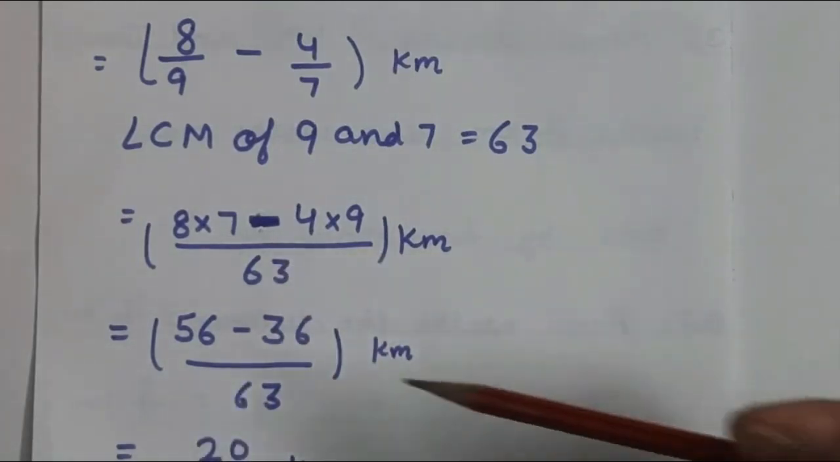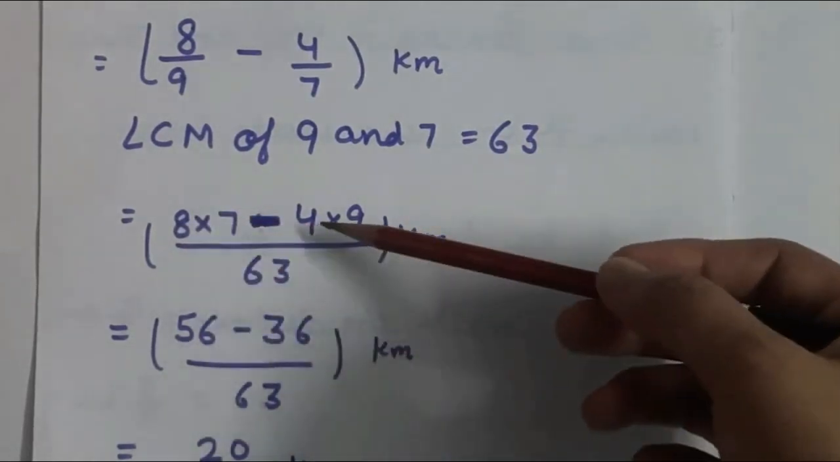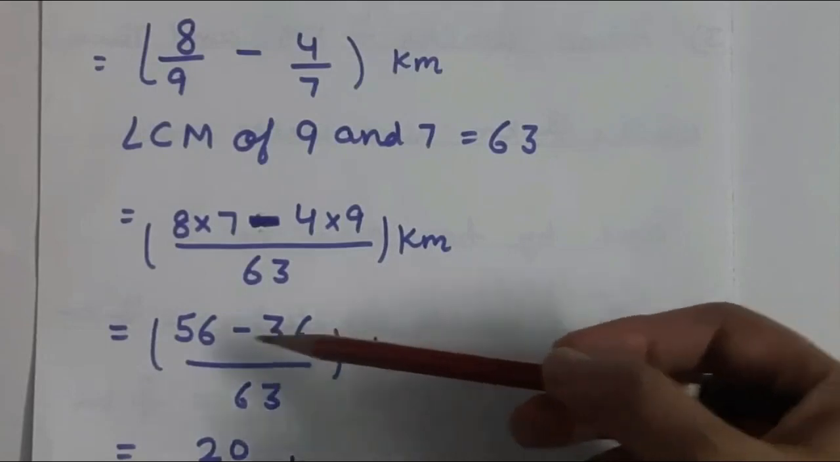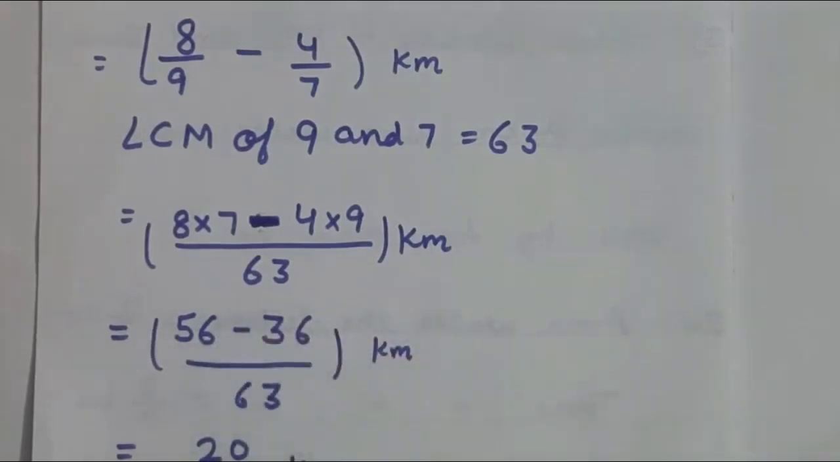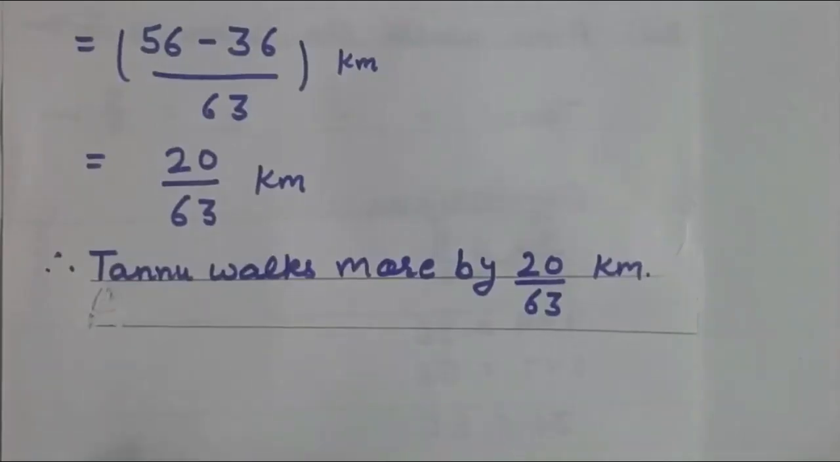That is the LCM. Now 8 7s are 56, 4 9s are 36. 56 minus 36 will give you the answer 20. So our fraction will become 20/63 kilometer. So at last we will write down: Tanu walks more by 20/63 kilometer.